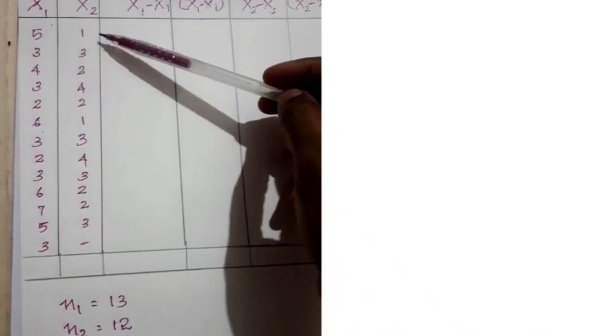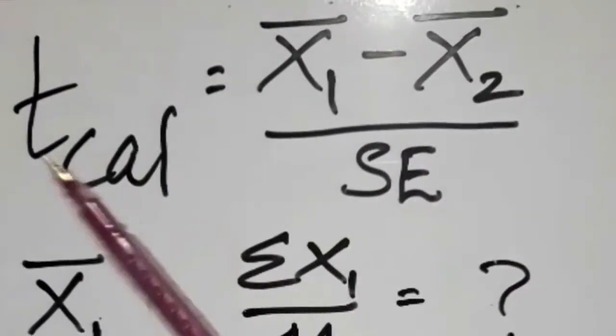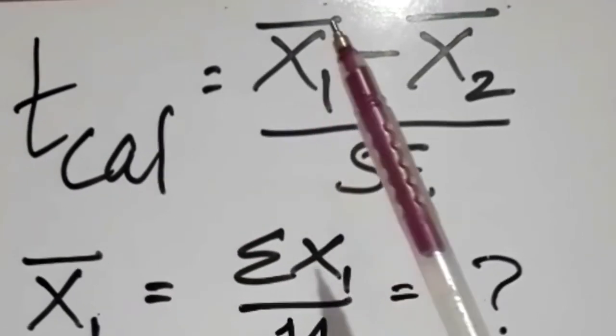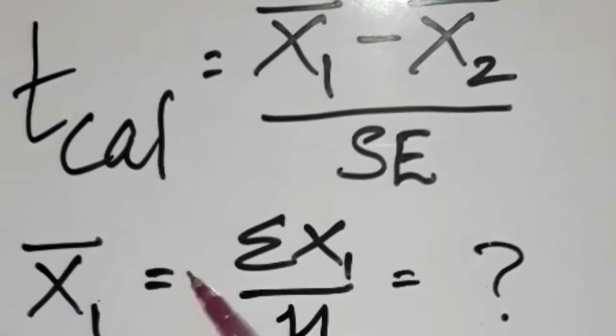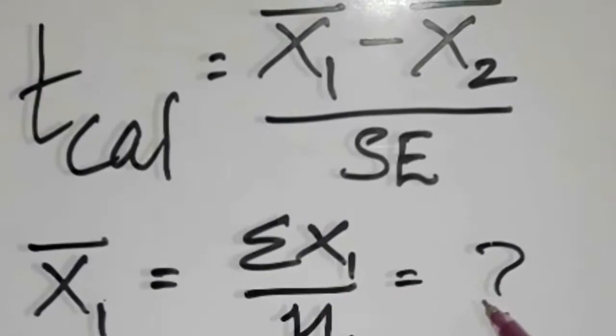Okay, so the sample size of the first category, n1, is 13, and the second sample size, n2, is 12. Okay, so here the formula for calculating the t calculated value is x1 bar minus x2 bar divided by SE. So here x1 bar we have to find out by using this formula, that is sigma x1 divided by n1. So we have to find it out.